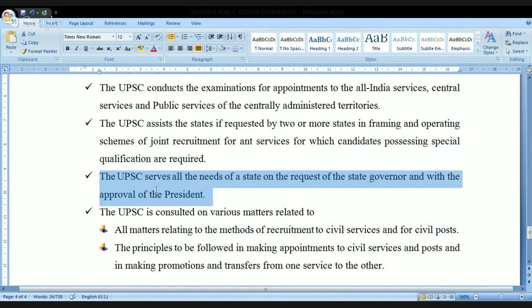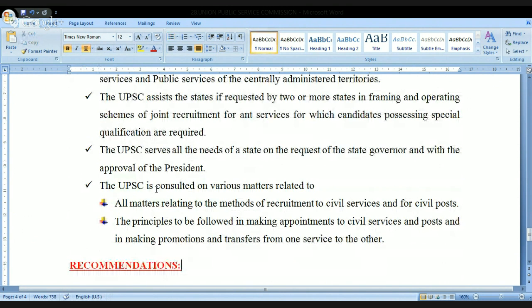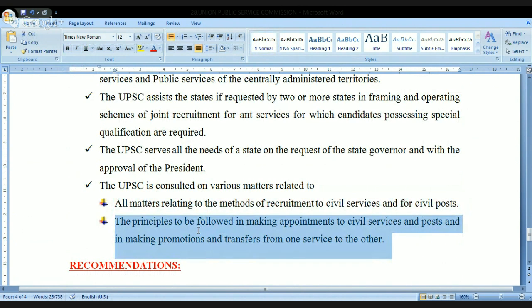That is the important point. Kindly remember, the UPSC is consulted on all matters relating to the methods of recruitment to the civil services and for the civil posts, and the principles to be followed in making appointments to the civil services and posts, and also in making promotions and transfers from one service to the other service. Even at the time of promotions, UPSC will be consulted.